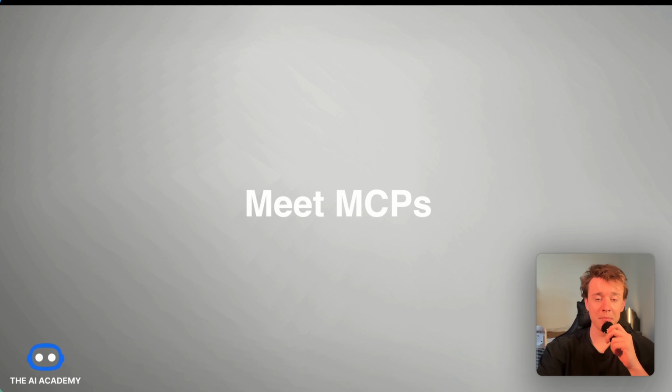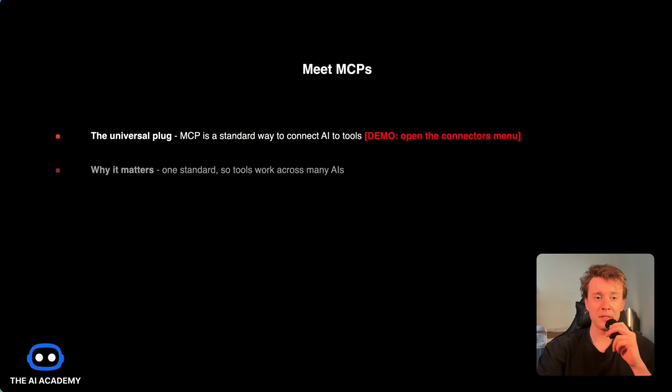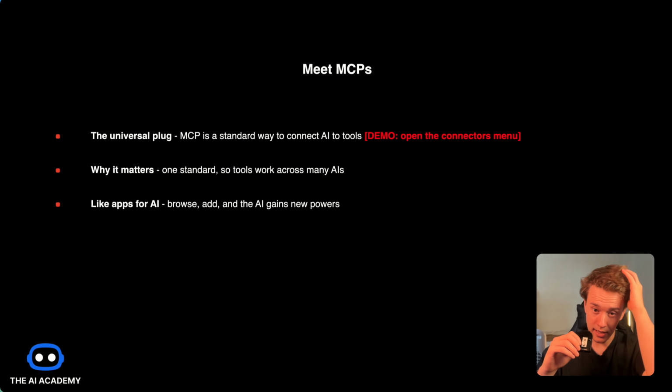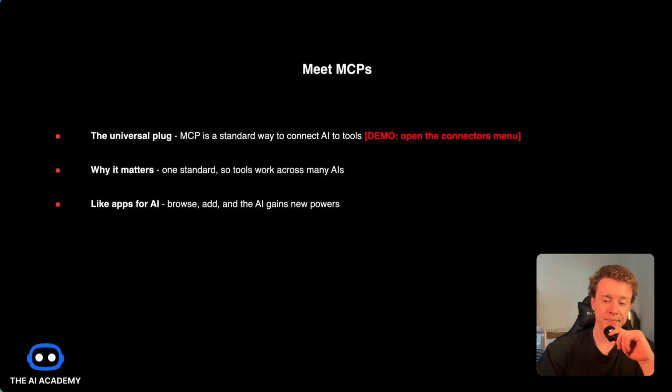So now we're going to meet MCPs. MCPs are the universal plug, and MCP is a standard way to connect your AI to its tools. I believe it's Model Context Protocol off the top of my head. They were invented by Anthropic. Why this matters, we'll go into a demo here in a second. One standard universally, so tools work across many different AIs. They're like apps for AI. I think that's a good way to put it. You can browse, add, and the AI gains new powers.